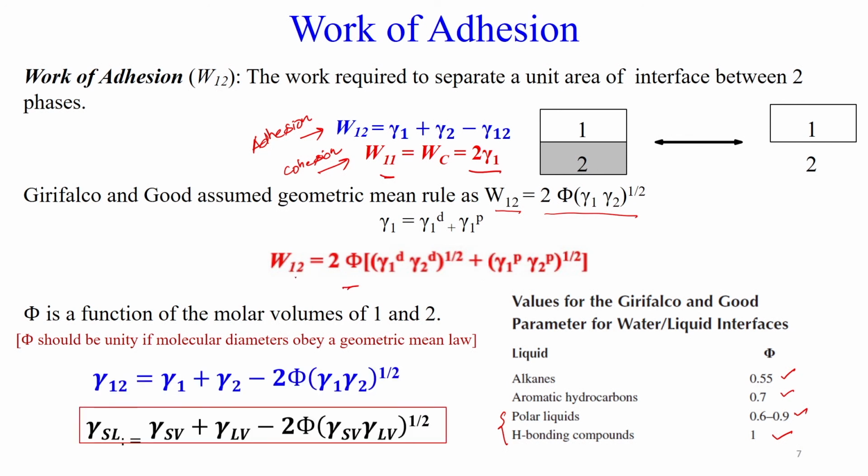So, from the work of adhesion we can calculate the interfacial tension: gamma 12 will be the surface tension of 1 plus surface tension of 2 minus the work of adhesion. And in case of solid liquid interface, 1 will be your solid, 2 will be the liquid. So, the same expression can be written for the solid liquid interface. It says gamma solid liquid is equal to the surface energy of the solid plus surface energy of the liquid minus work of adhesion between the solid and liquid. So, depending on 1 and 2 we can write solid liquid here.